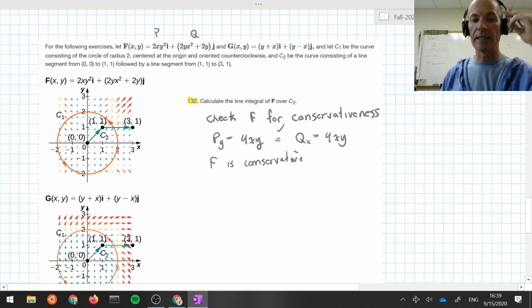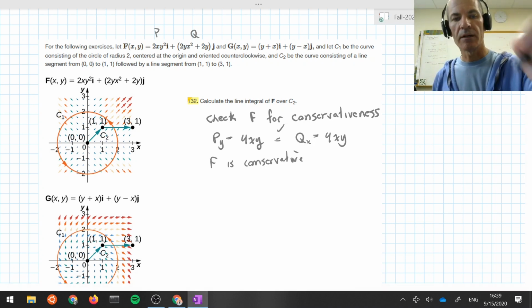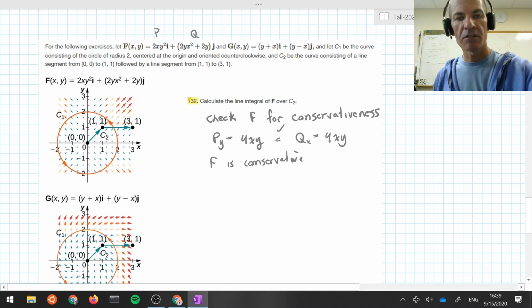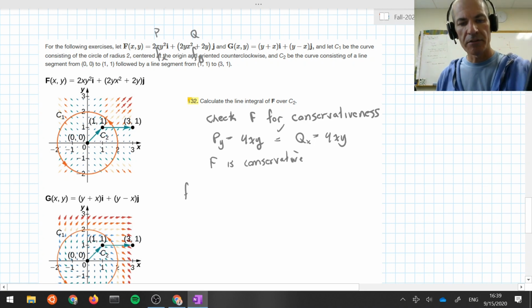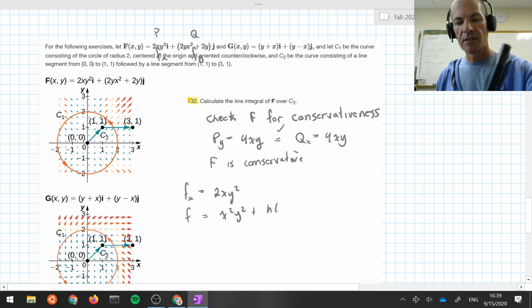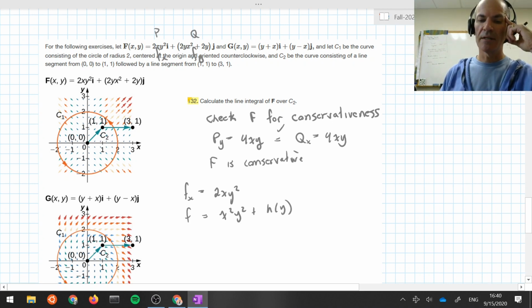Well, now we have to find little f, the potential function. So now we've got that it's conservative, so we're going to assume that this is f sub x, this is f sub y. F sub x is 2xy squared. We're going to integrate that with respect to x to get x squared y squared, plus, you got it, some undetermined constant that might depend on y.